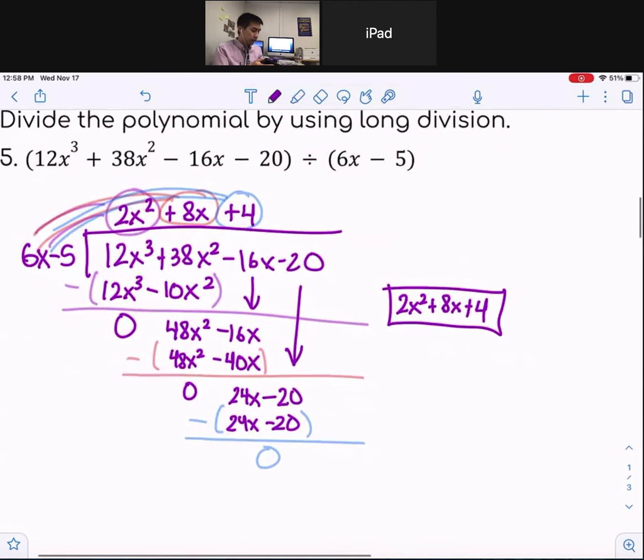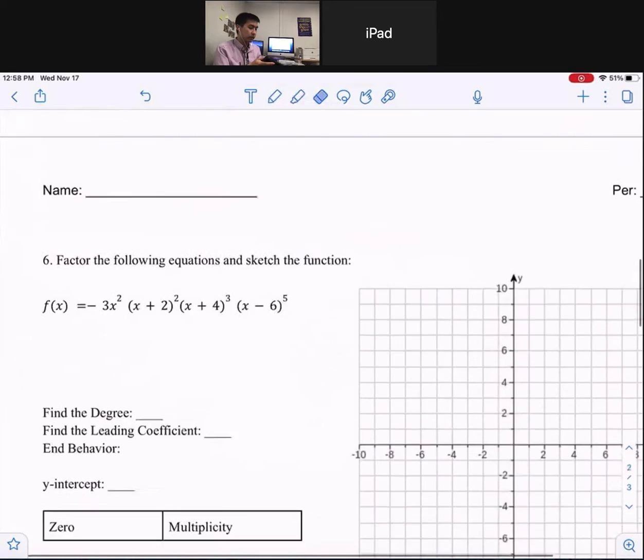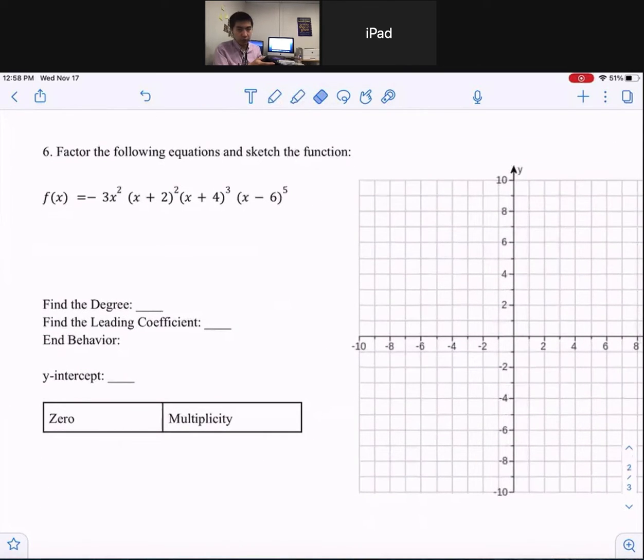And if you did happen to get a remainder of negative 20, hypothetically, then your answer would be negative 20 all over the divisor, which would be 6x minus 5. That's if you have a remainder. All right, there's that one done. Now we're off to graphing.